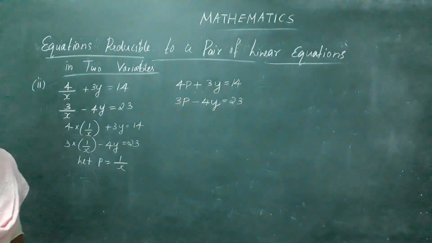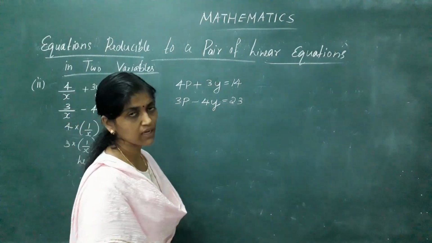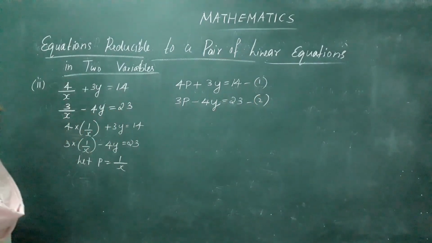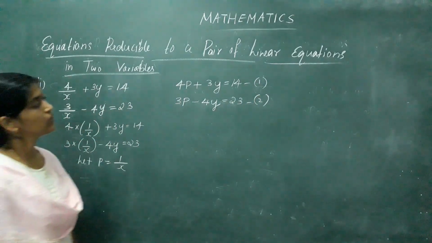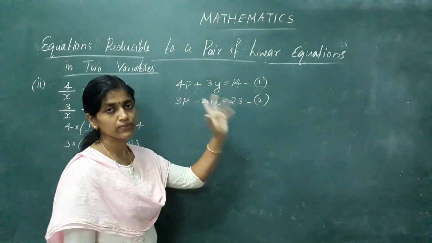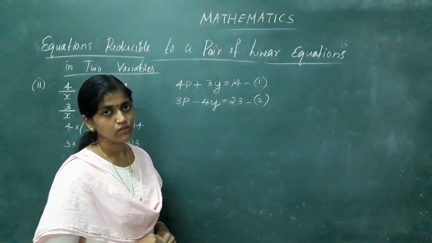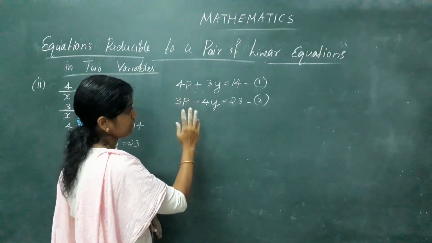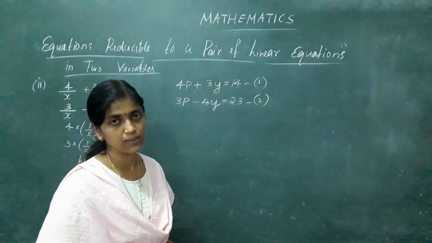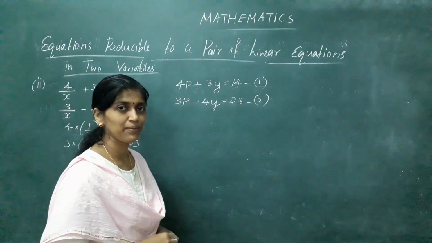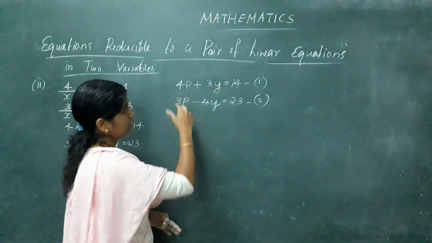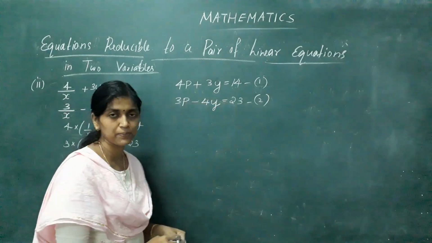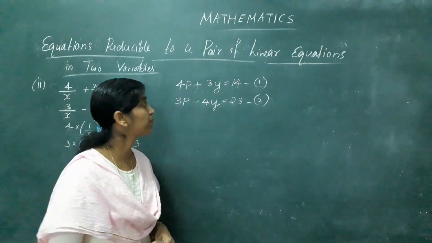Clear now? Our equation is now reduced to general form. Take it as equation number 1 and take it as equation number 2. Clear? Now, we know we have to use any one of the methods here to solve this equation. For that, see the coefficient of p. You can use elimination method or substitution method. I am using elimination method here, and they are not multiples. P coefficients are not multiples, y coefficients also are not multiples. Anyway, I am going to make the coefficient of p same.